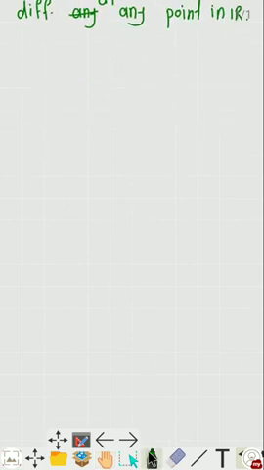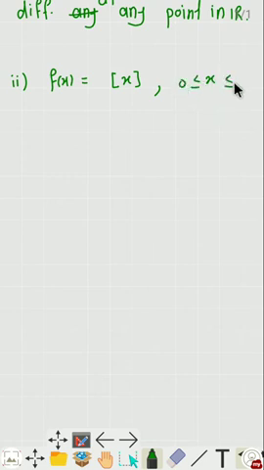Now let us go to the second function. See here, f of x is equal to the greatest integer function of x, where x is greater than or equal to 0 and less than or equal to 2. We have to check the continuity or differentiability at 1 and 2. So let us write the answer of this also.